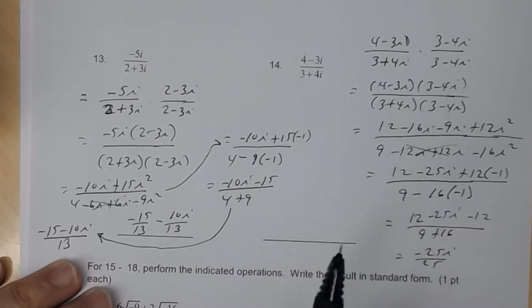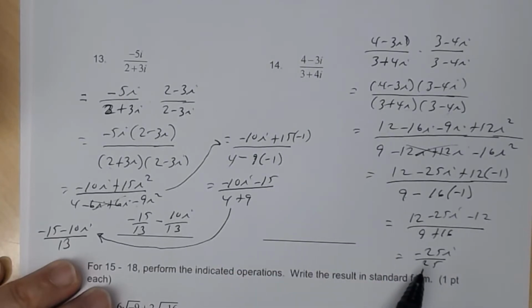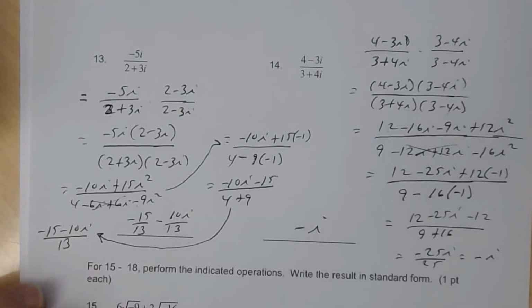is 25. So before we go on, notice I went from an imaginary number to a real number. But also notice, and you want to simplify if you can, that negative 25 divided by 25 is a negative 1. So that's just a negative i. All right, so there's your answer, negative i.